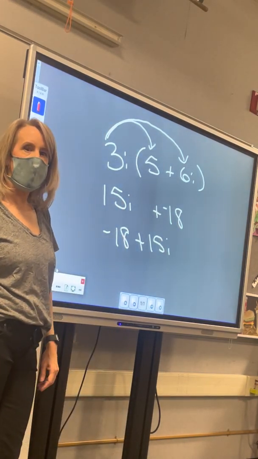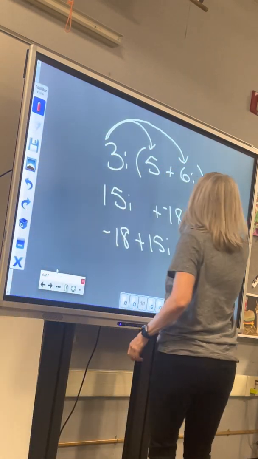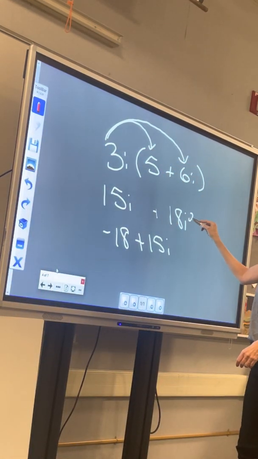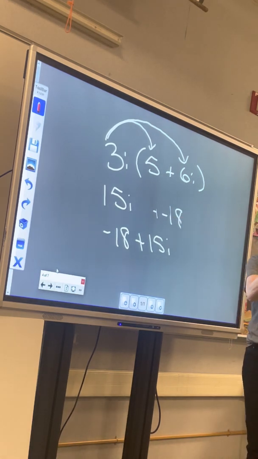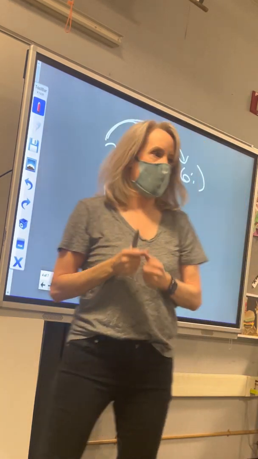Wait, why is it negative 18? Oh, good question. Because it was positive 18i squared. Oh, so that changes it too? That changes it to a negative. Okay. Nice. The more you do it, the more you'll see it.